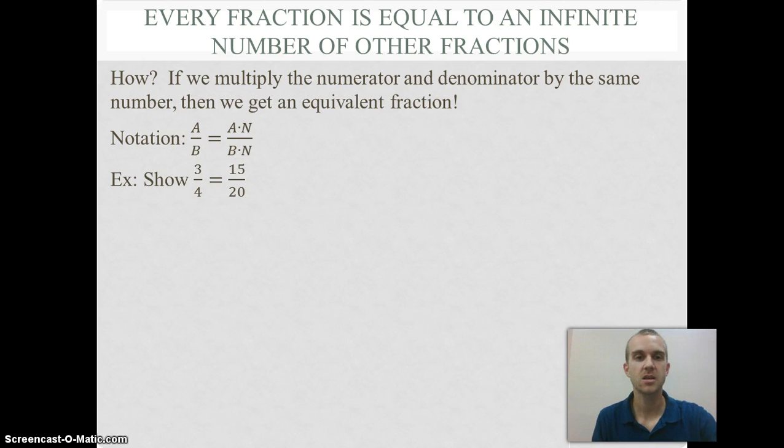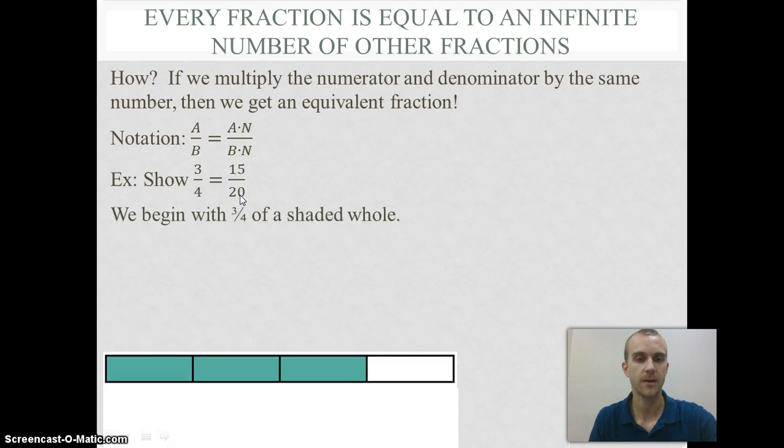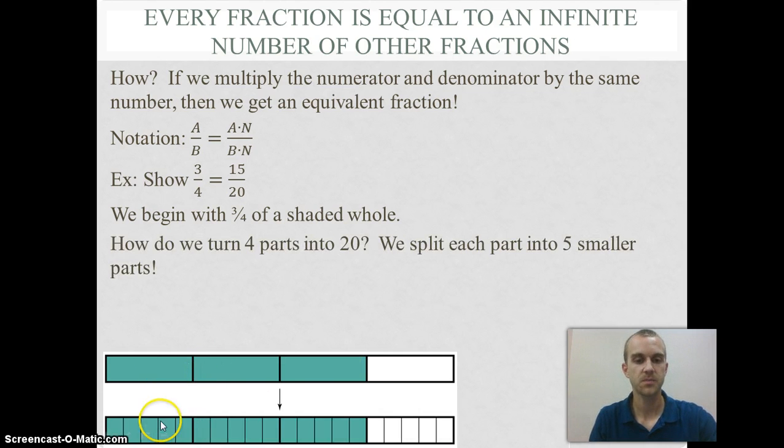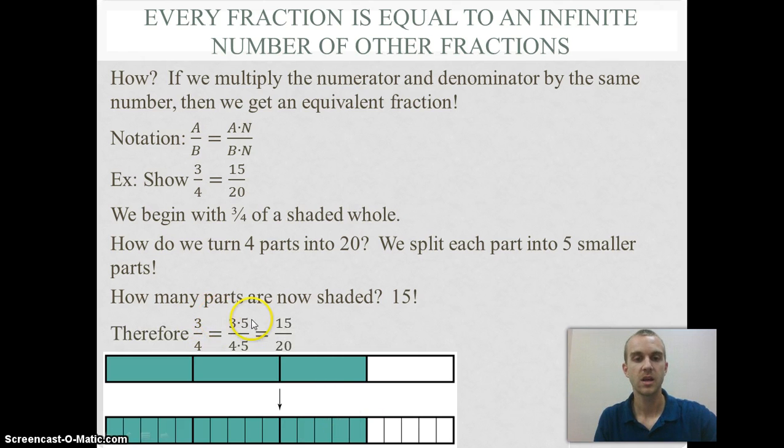Now with every fraction we have an infinite number of equivalent fractions by multiplying both the numerator and denominator by the same number. For example, we know that 3/4 is equal to 15/20, and we can show that. So say we have our 3 shaded pieces out of 4. And we say, well, how can we get to 15/20? Well, if we split each of those into 5 smaller parts, so that there's now 5 pieces in this large rectangle, 5 in here, and 5 in here, and 5 in here, we can see that there are 15 pieces shaded out of the 20. So 3/4 equals 15/20 by multiplying both the numerator and denominator by 5.